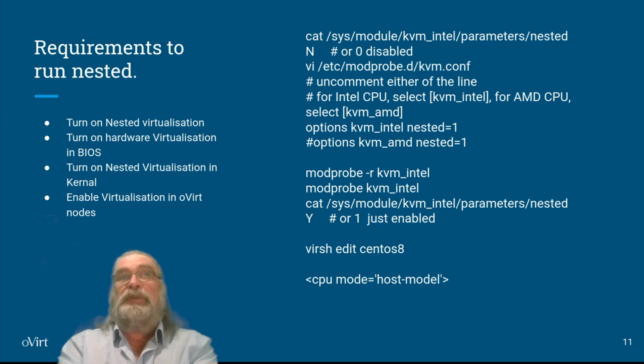So one of the ways to enable nested virtualization to work within the virtual machines themselves is to use a virt command to edit the virtual machine and set the CPU mode equal to host model. You can also do this in the GUI.